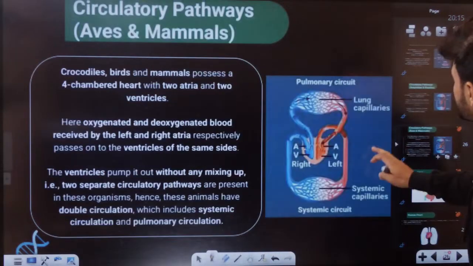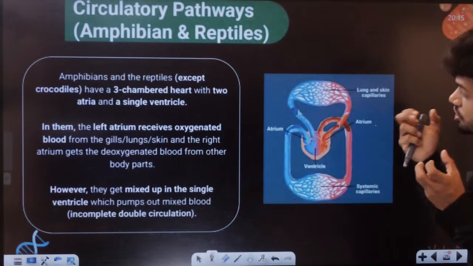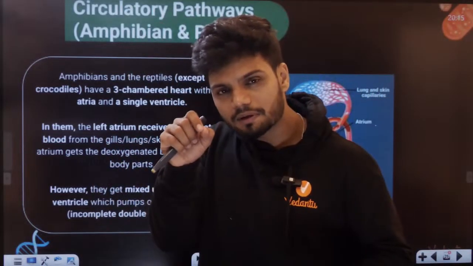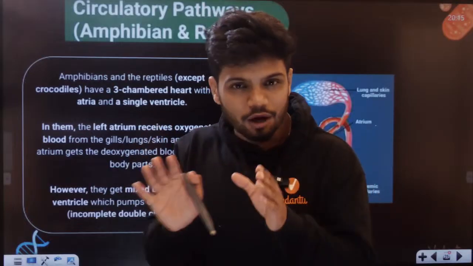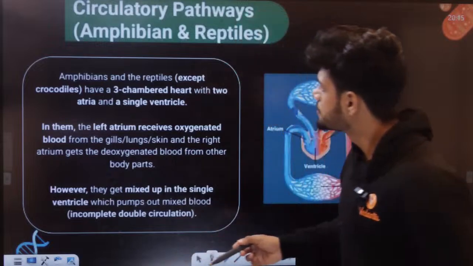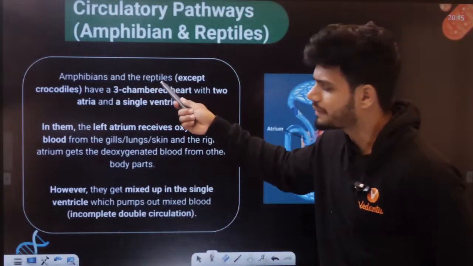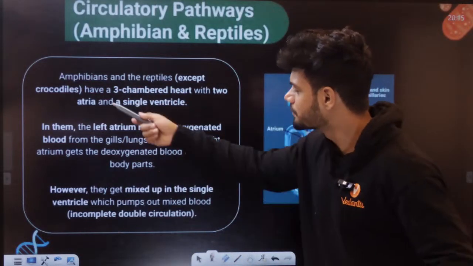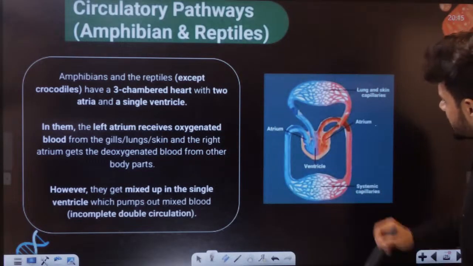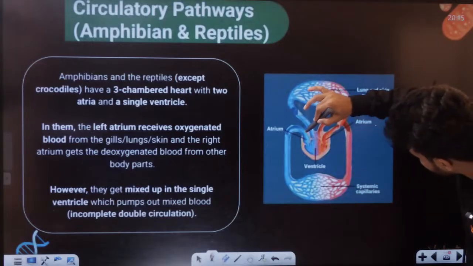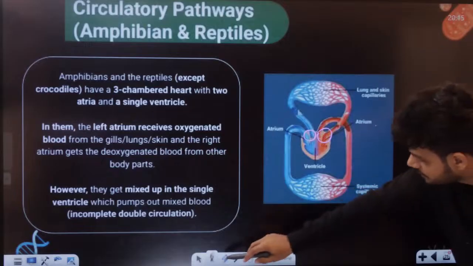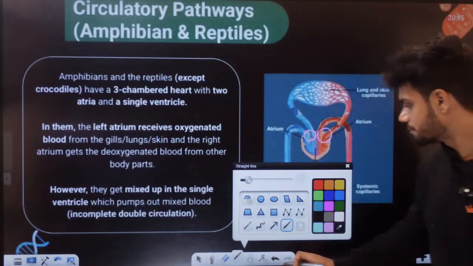Now in the case of amphibians and reptiles, there is a three chamber heart. But even though the blood is coming to the heart two times, all the oxygenated blood and deoxygenated blood is mixing up here. So students, see here, amphibians and reptiles, obviously except crocodile, have a three chamber heart with two atria and a single ventricle. You can see here, two atria are present, and a single ventricle is present, students.